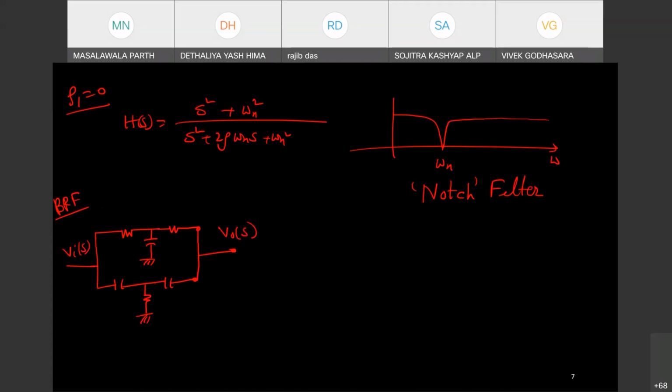Okay. So quickly we are moving because we don't have too much time to discuss all those things. Right. So any question? An all pass filter, okay. Last but one, so all pass filter.